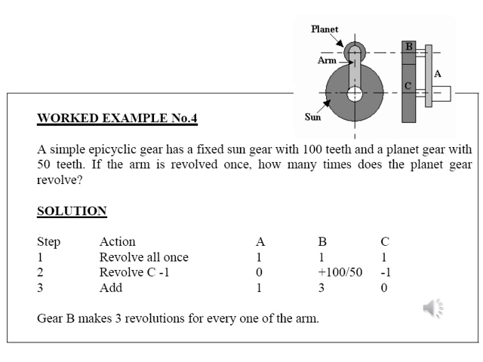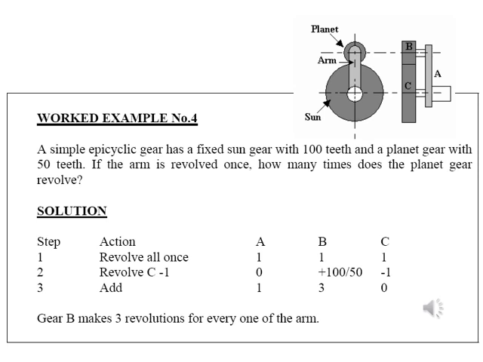In the first step, all gears revolve once, so 1, 1, 1: gear A is 1, gear B is 1, gear C is 1. Step number 2, revolve C, the sun gear, by minus 1 revolution. So A should be 0, B is TC over TB, so 100 divided by 50, and gear C is minus 1 revolution. The last step is add.